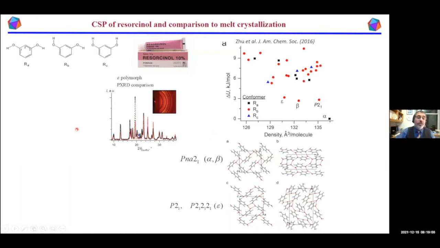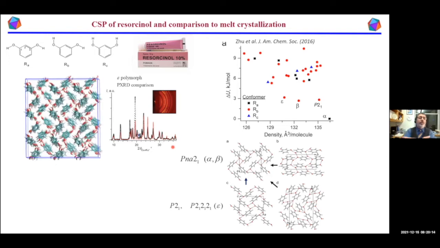And to know that you're getting the right crystal structure, you can compare PXRDs. And if your force field is good, then you get this kind of match. So you know that you're getting polymorphs that are experimentally realizable.